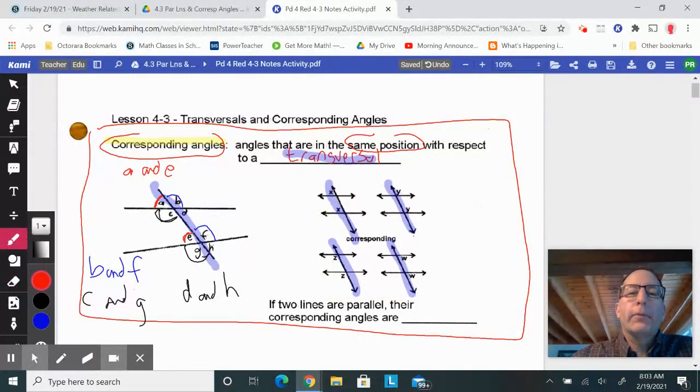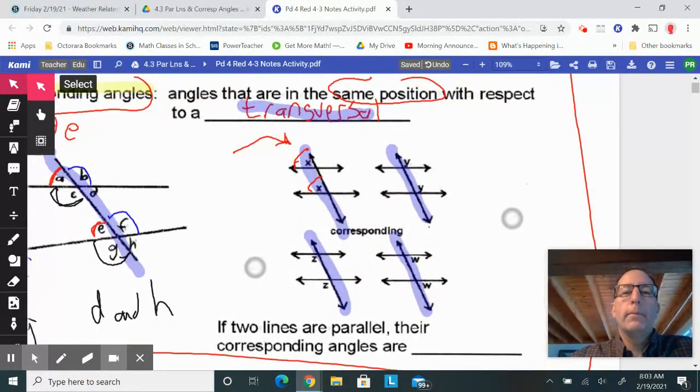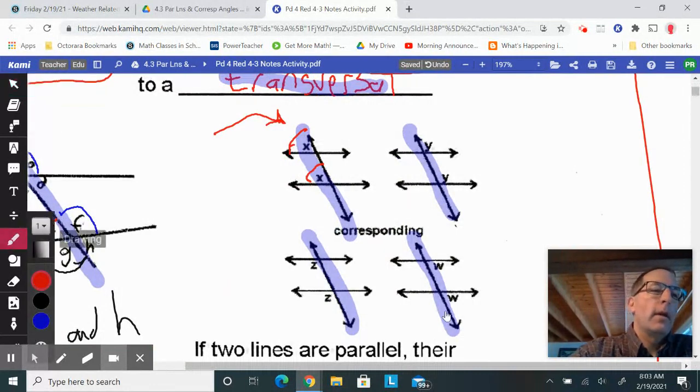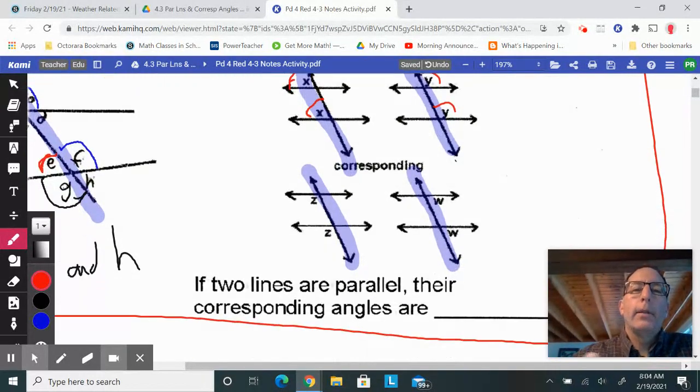The upper left, this one here, angle X is in the upper left, and so it is in this intersection. It's in the upper left. Let me zoom in. If you look at the right picture, the upper right is the Y, and notice the other Y is in the upper right, and then the Z's are in the bottom left, and the W's are in the bottom right. So they have the same positions.